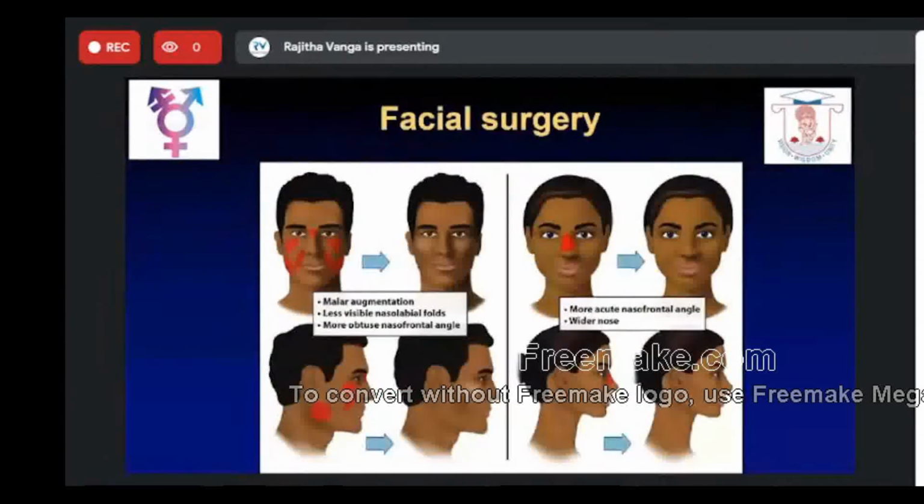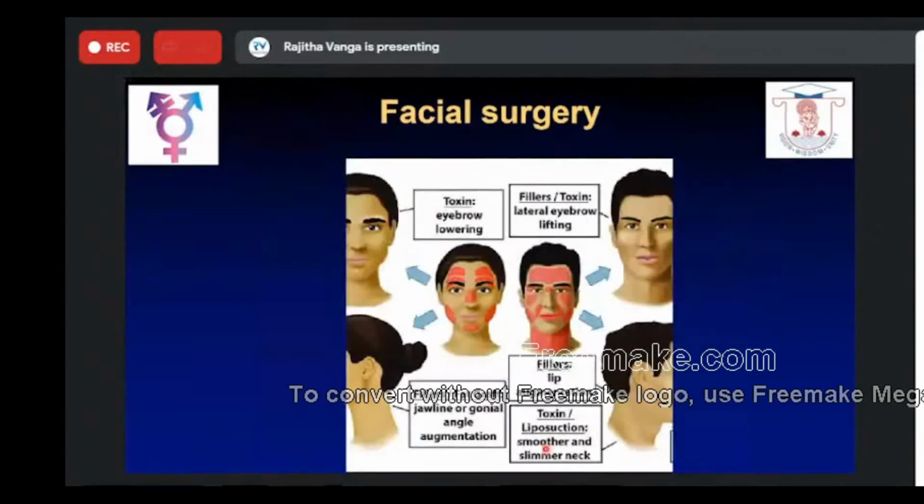So here is an image showing some facial surgeries. The cheek surgeries are done here, the jaw, where a surgeon may shave down the jawbone or use fillers to enhance the jaw, or nose surgery, which is called rhinoplasty, the surgery to reshape the nose, making a broader nose in trans men and a narrow nose in trans women. And other facial surgeries like chin surgery and reduction of Adam's apple, thyroid cartilage surgery. So these are a few facial surgeries.